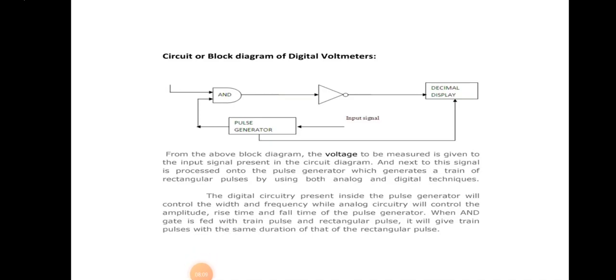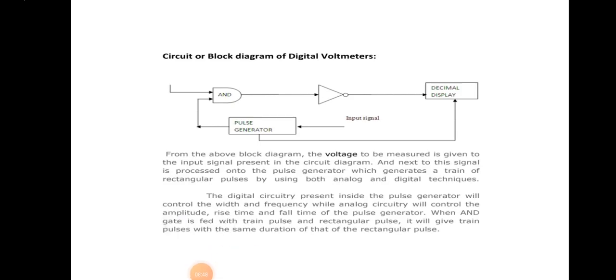next, this signal is processed in the pulse generator, which generates a train of rectangular pulses by using both analog and digital techniques. The digital circuitry present inside the pulse generator will control the width and frequency, while analog circuitry will control the amplitude, rise time and fall time of the pulse. When the AND gate is fed with a train of pulses and a rectangular pulse, it will give a train of pulses with the same duration as that of the rectangular pulse.